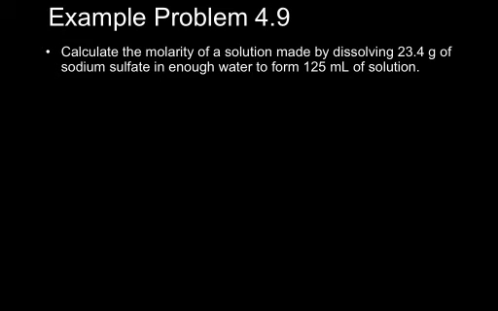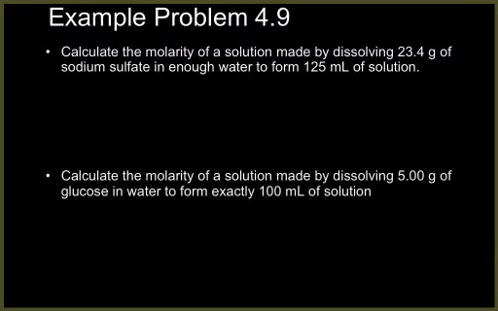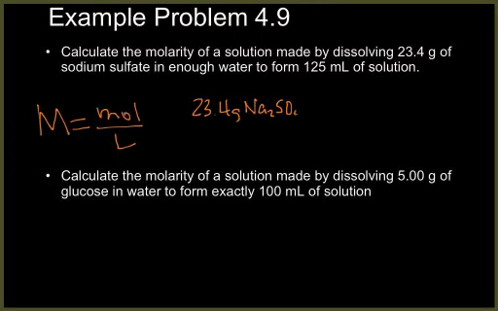So the easiest way to do these is to look at a couple example problems here. Our first one is: calculate the molarity of a solution made by dissolving 23.4 grams of sodium sulfate in enough water to form 125 milliliters of solution. Like we said, to calculate molarity, we need moles per liter, or moles divided by liters. I know I have 23.4 grams of sodium sulfate, which is Na2SO4. The first thing I have to do is convert that to moles using molar mass.